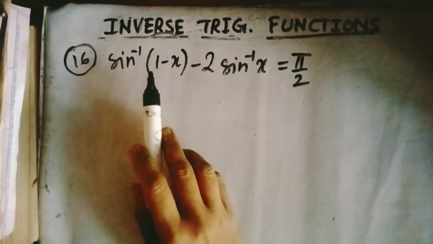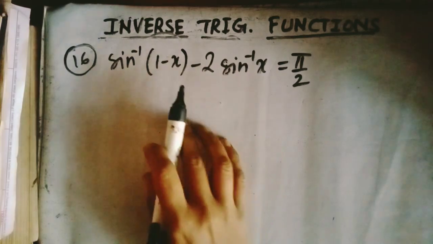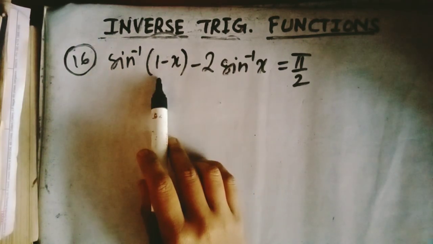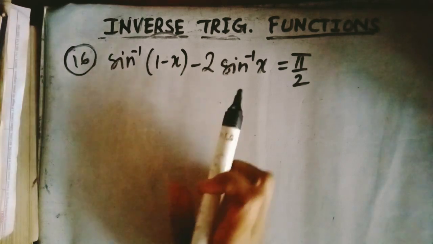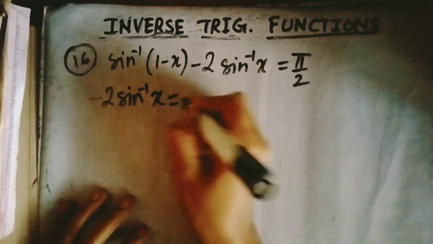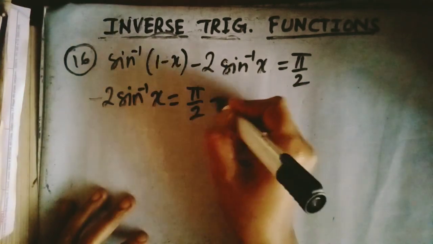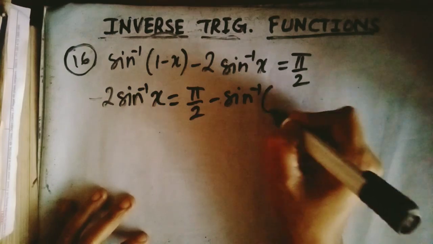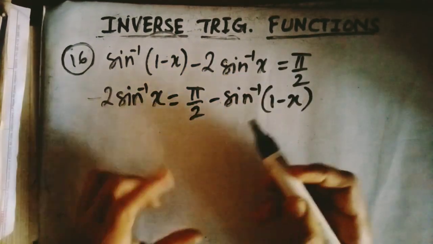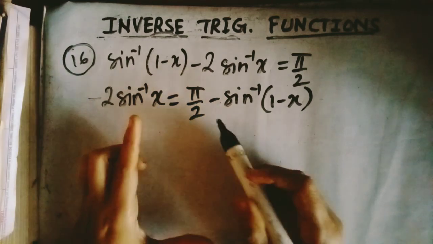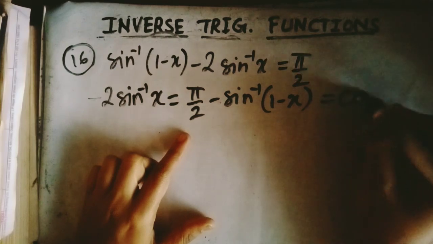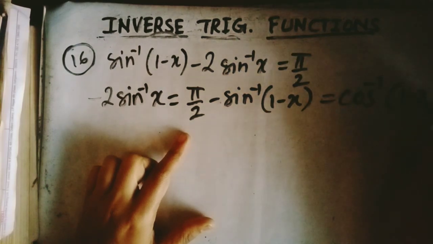Next question, you have to find the value of x. Okay, so I'll transfer this sine inverse 1 minus x that side, so it will be minus 2 sine inverse of x equal to pi by 2 minus sine inverse of 1 minus x. Now using the property which is sine inverse of x plus cos inverse of x equal to pi by 2, from that you can write this as cos inverse of 1 minus x.